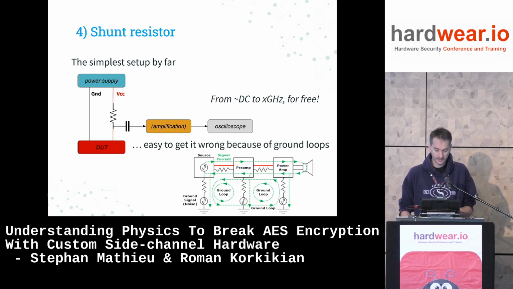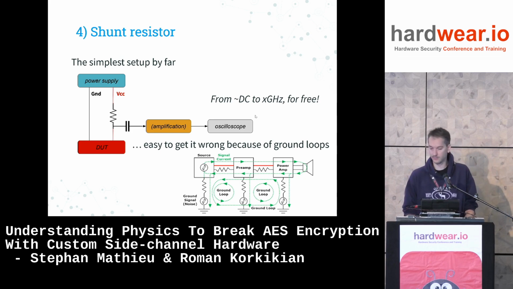So quite nice. The simplest setup of them all is a shunt resistor. So in short, you have your power supply, a resistor, and you AC couple. AC coupling, in short, means you're just looking at the sines. You're not looking at the DC signal. You're just looking at frequencies from, let's say, 10 kilohertz and up. So you have your resistor, a decoupling capacitor, an amplification or not, and an oscilloscope.